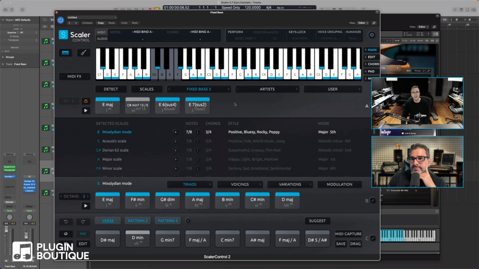I think it'll stay, Joshua. So here we go. Yes, it has stayed. That was a pretty good test there, because I went from a major into a Mixolydian. So yes, you can.